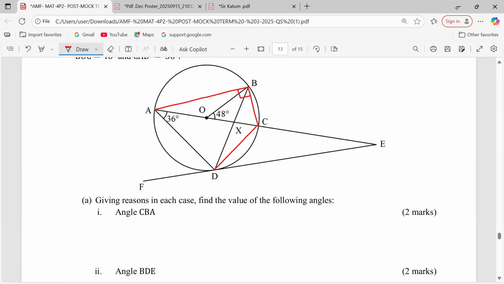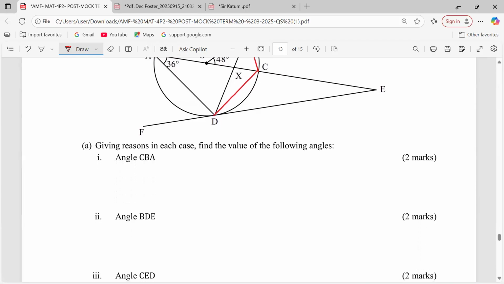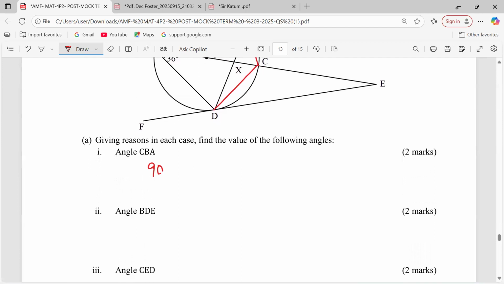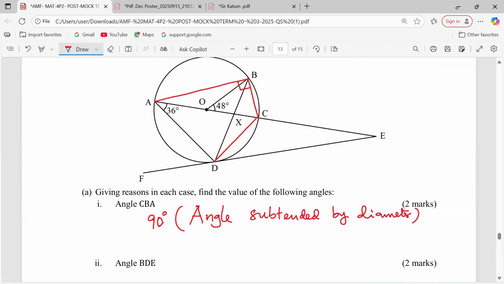The whole of that. Remember, we usually say that angles subtended by the diameter to the circumference of a circle are usually right angled. So the angle is 90 degrees. Reason being, angle subtended by diameter. Then the next angle, BDE.